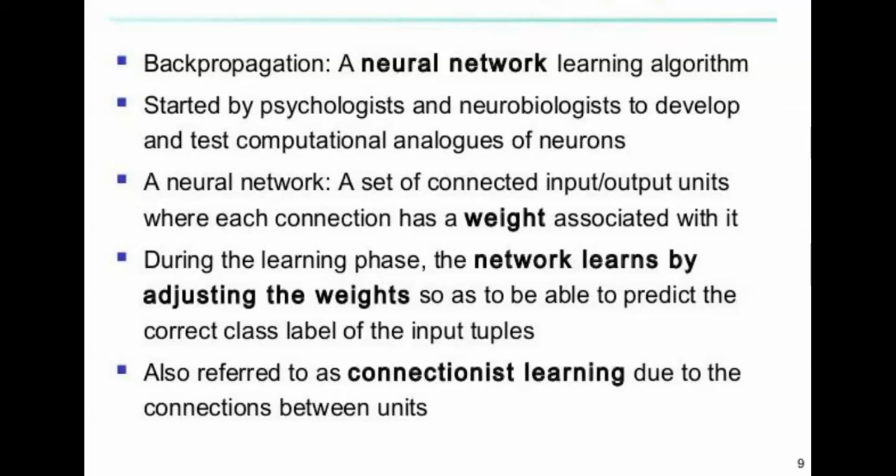So here, how does backpropagation work? Backpropagation learns by iteratively processing a data set of training tuples, so we consider the training data set here, comparing the network's prediction for each tuple with the actual known target value. The target value may be the known class label of the training tuple or a continuous value.